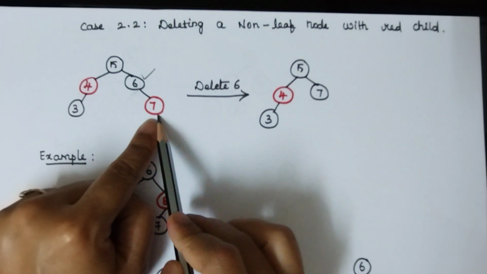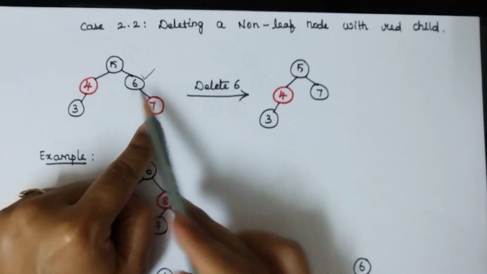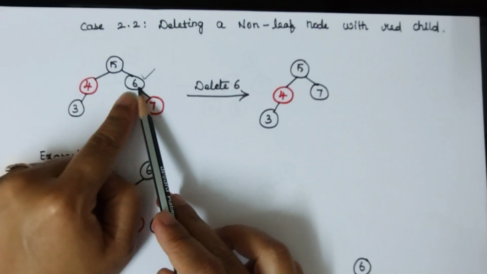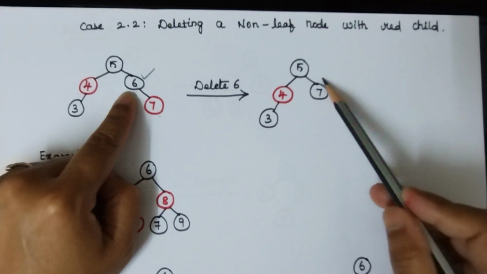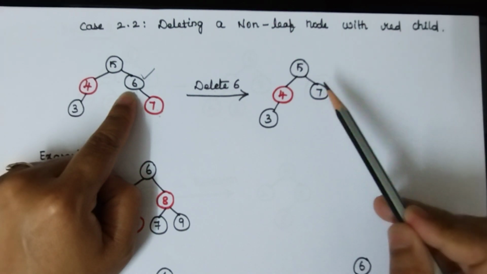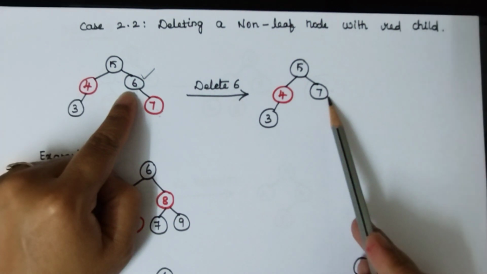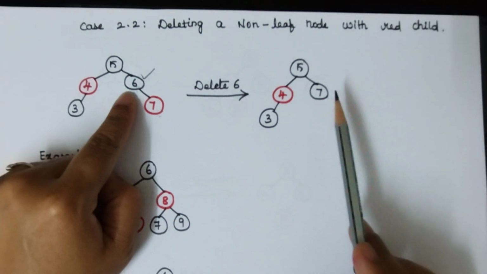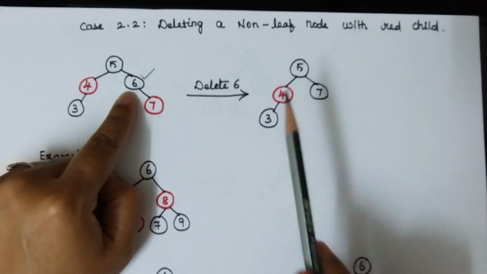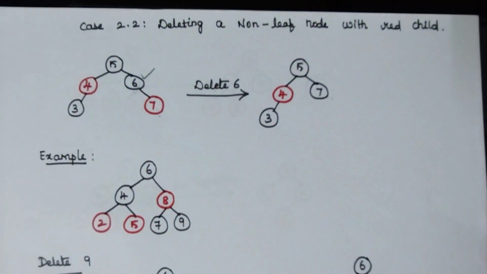Instead you are changing the color of this child node. So after deleting 6, what happened? 7 becomes the node here. 7 gets placed here, and check the color of this 7. It is black in color. So the parent node color is retained as it is, not changed. This is what deleting a black node, that is a non-leaf black node with a red child, looks like.